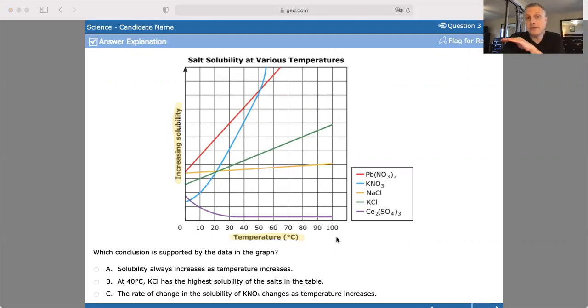Horizontal means left and right. Vertical means up and down. So in the horizontal, we have temperature. We know what that means. And it goes from 0 to 100 here. In the vertical, we have solubility. Now, you might say, what is solubility? What does that really represent?